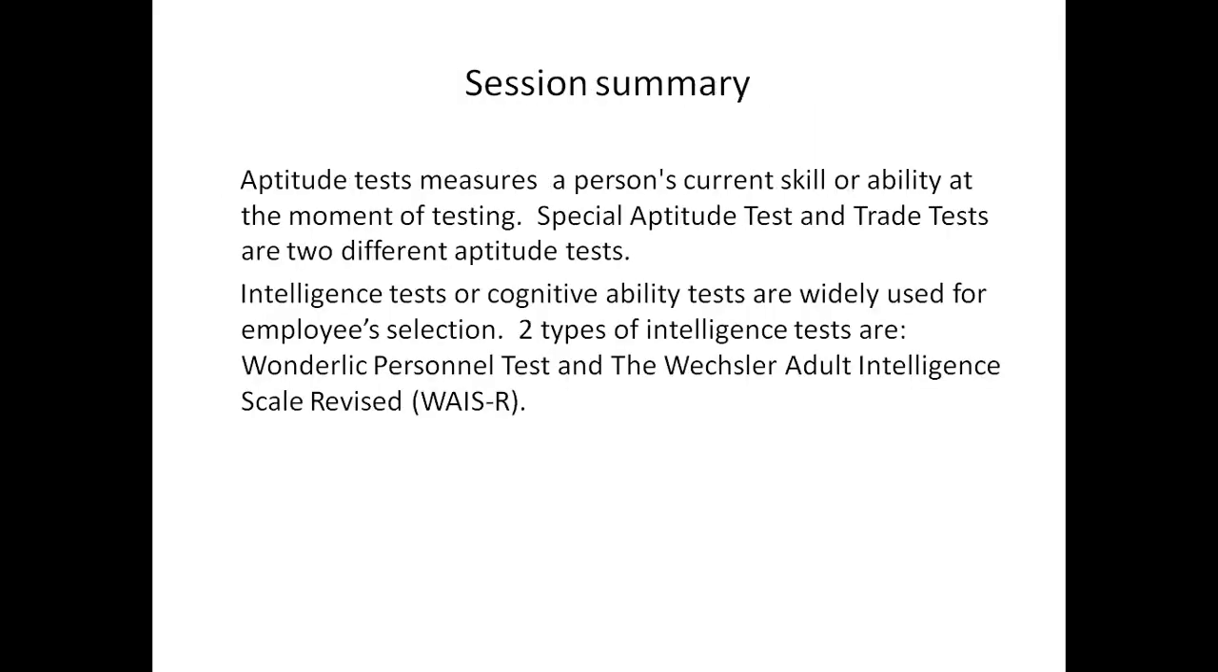To summarize this session, psychological tests are used in the selection procedure. Among the psychological tests, aptitude tests are used. They measure a person's current skill or ability at the moment of testing. Special aptitude tests and trade tests are two different types of aptitude tests. Like aptitude tests, intelligence tests or cognitive ability tests are widely used for employee selection. Two types of intelligence tests are the Wonderlic Personnel Test and the Wechsler Adult Intelligence Scale Revised.